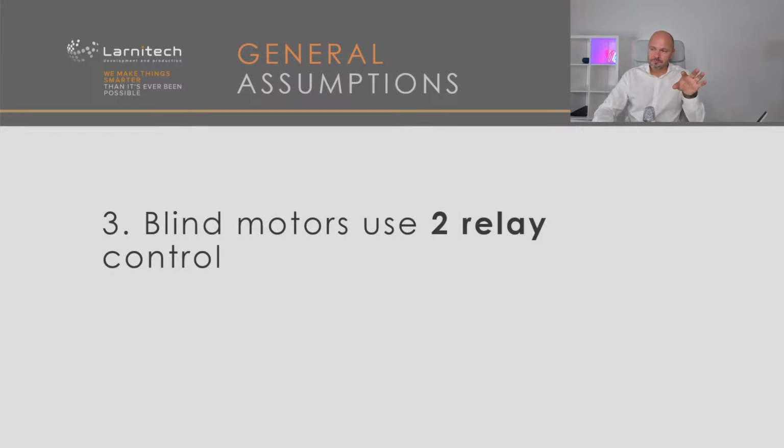The next one is blind motors. They use 2-relay control. Actually, there are a lot of types of blind motors. Some types of blind motors require 4-relay control or 3-relay control, or sometimes they require RS485 control, or some of them require a Wi-Fi connection. So we assume this to get it quicker.